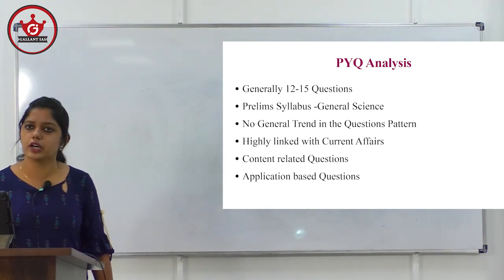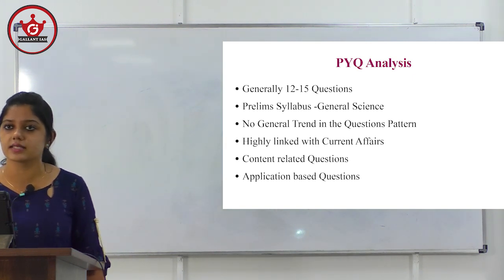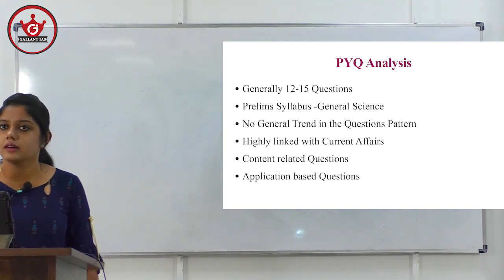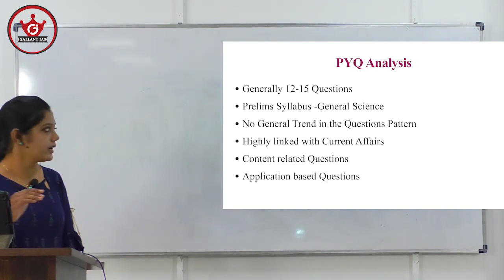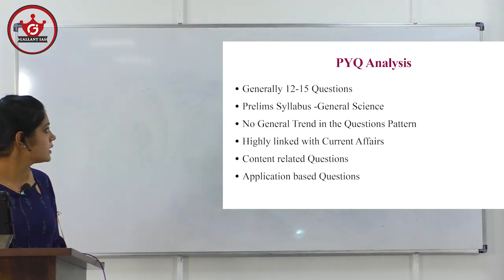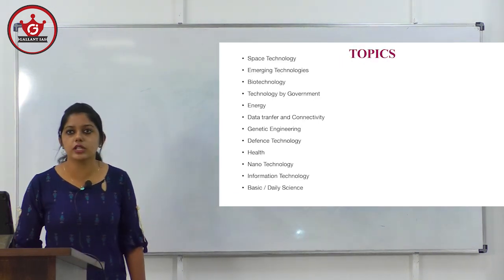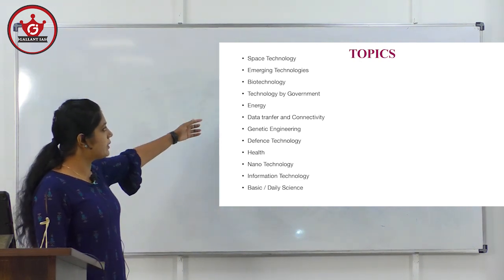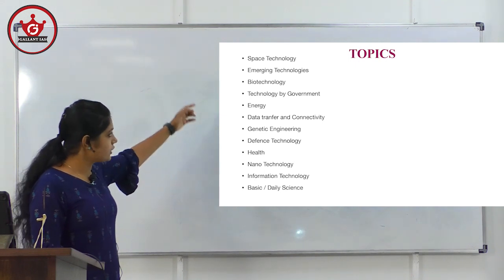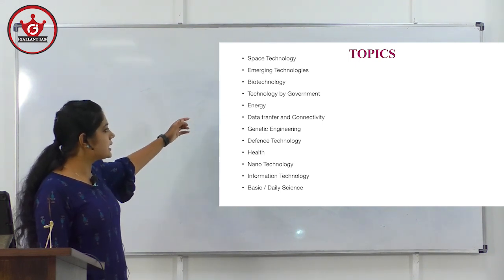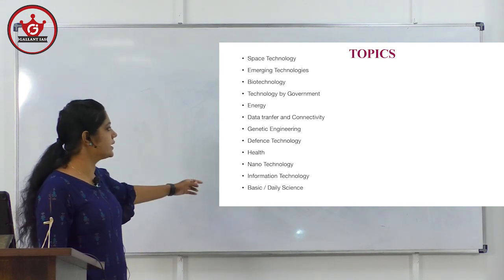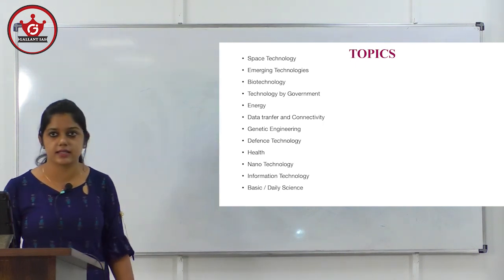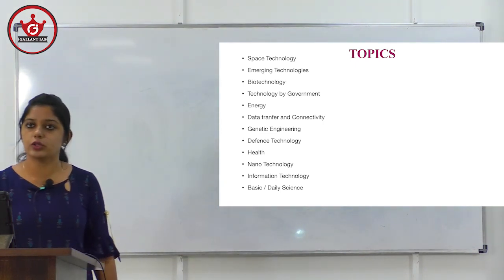So it is highly linked to your current affairs. So if you know the current affairs basics and general science basics well, you can score much better in the prelims examination. So that is the significance of science and technology. So moving on, by looking into the previous question paper analysis, I have classified the topics into space technology, emerging technologies, biotechnology, technology by government, energy, data transfer and connectivity technology, genetic engineering, defense technology, health, nanotechnology, information technology, basic or daily science. While discussing each topic, I'll tell you the weightage kind of thing.